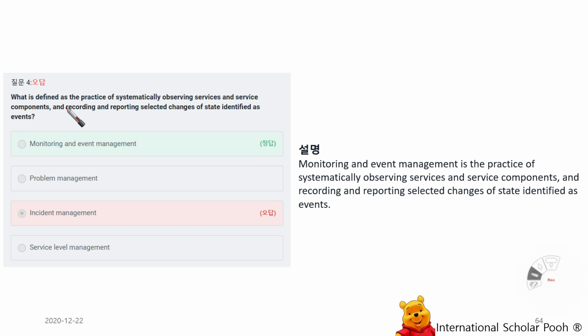What is defined as the practice of systematically observing services and service components and recording and reporting selected changes of state identified as events? Monitoring and event management. Monitoring and event management is the practice of systematically observing services and service components and recording and reporting selected changes of state identified as events.